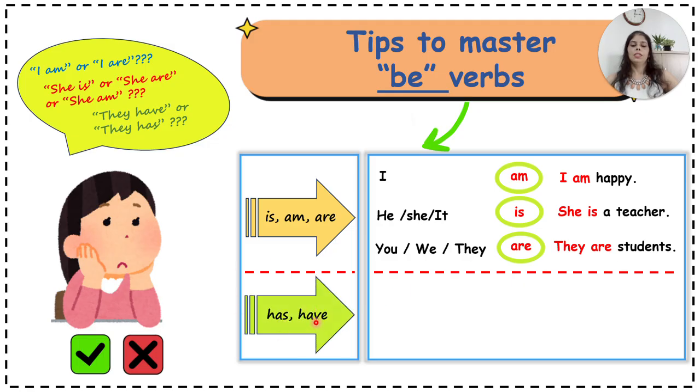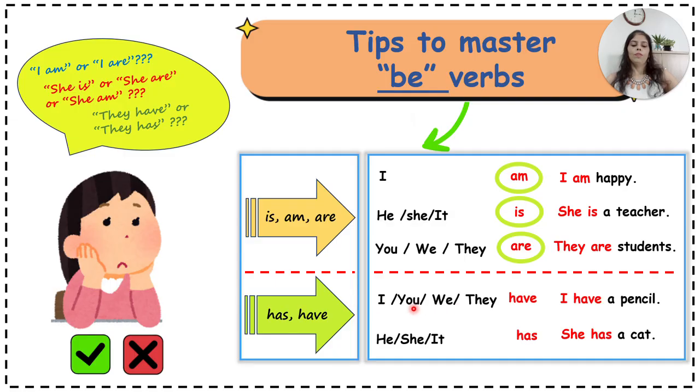Wherever there's has, have, so whenever you use I, you, we, they, you will always use have. I have a pencil. They have an exam tomorrow. And wherever it is he, she, it, you will always use has. She has a cat. He has a great voice.